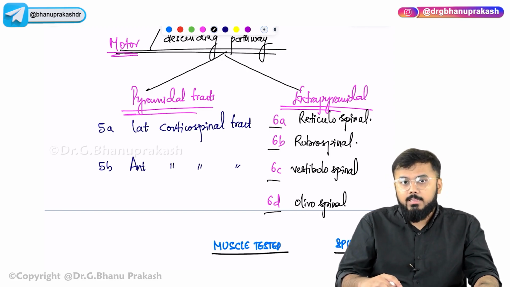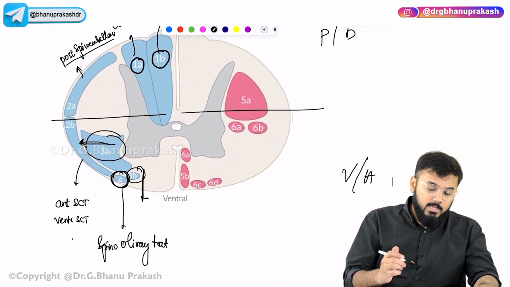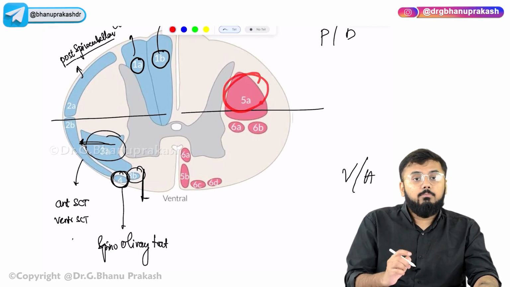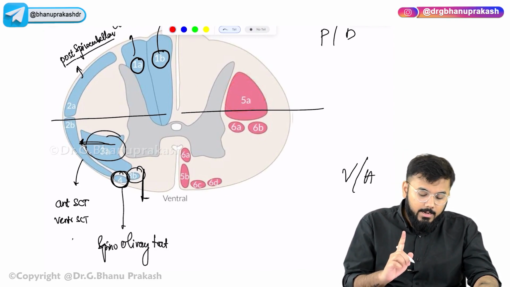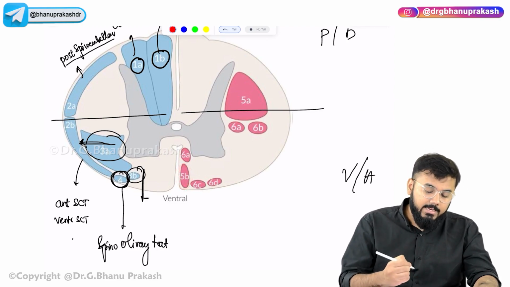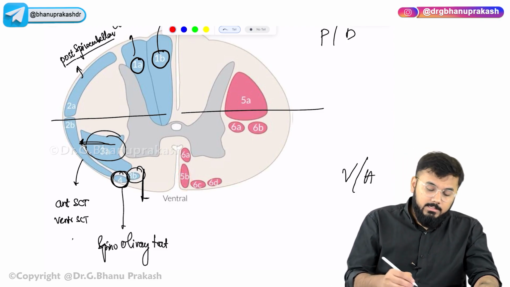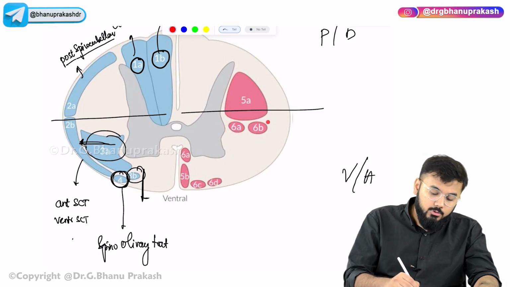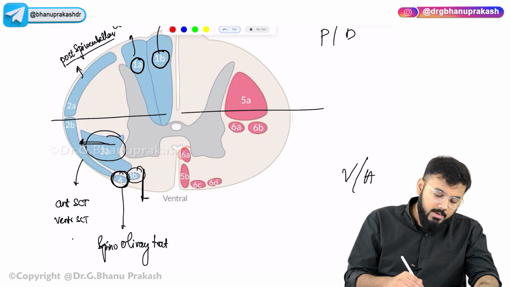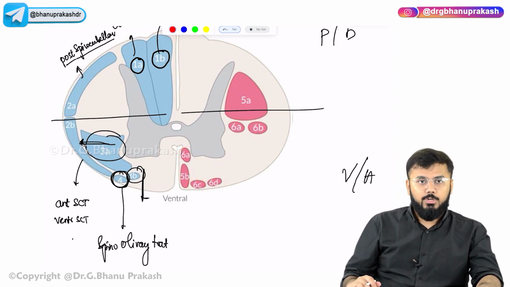So let us look where these tracts are present. 5A. Where is your 5A over here? See, this is your 5A. So 5A over here comes what? This is lateral corticospinal tract. After that, this is 5B. 5B is anterior, so anterior corticospinal tract. 6A is reticulospinal, 6B is rubrospinal, 6C and 6D, this is vestibulospinal, and this is your olivospinal. Okay, so this is the important thing which you need to know.